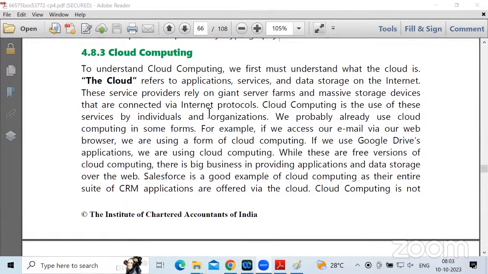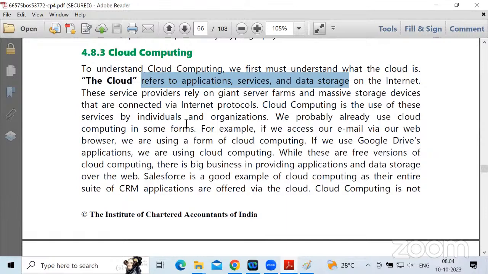Another example is the electricity supply. We do not know where the electricity is supplied from, but we receive it based on the meter reading. We make the payment and we are enjoying the power supply. Now, with this background, we see that the cloud refers to applications, services, and data storage on the internet. Very simple definition.